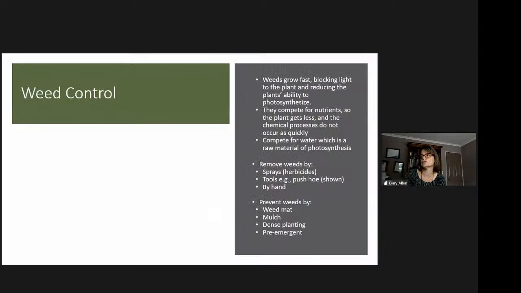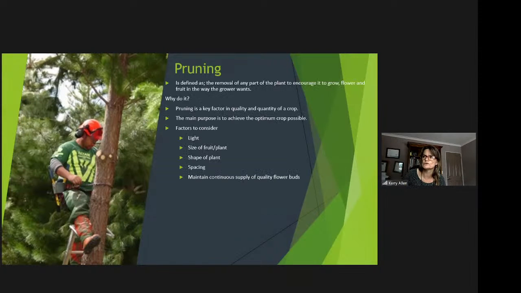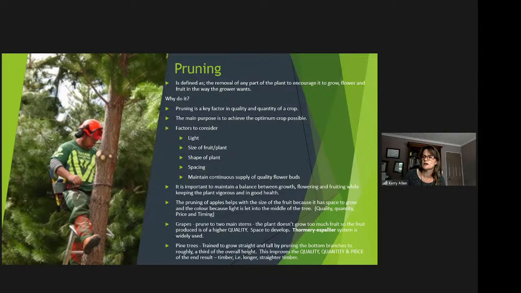Okay, so very briefly, looking at weed control, these compete with the plant, so you're wanting to reduce that as much as possible. There are some ideas up there and they tell you why we want to reduce those weeds. All of these you can pause on later. So here is pruning. We predominantly do this to optimize light, and there's some talking there about why we would do it, looking at the quality, quantity, price, and timing. So you can pause this later on and consider that as well.